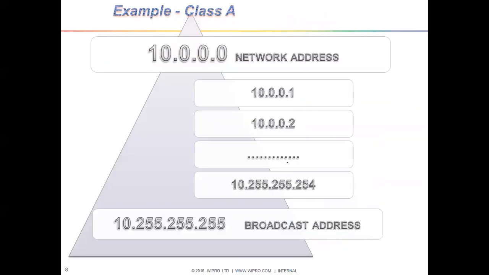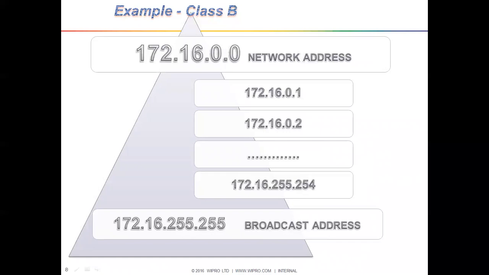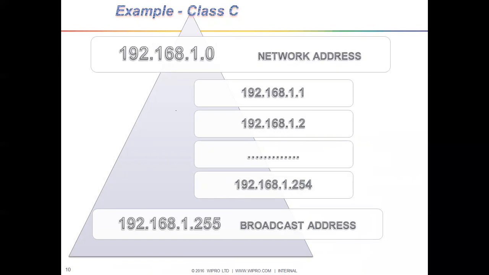Next, an example of class A. Class A IP addresses start from 10.0.0.0, then 10.0.0.1, and till here you can assign the IP addresses, and the last one will be the broadcast address. You cannot use it anywhere, and this first one also you cannot use anywhere. Similarly in class B, 172.16, this is the last IP address. In class C, you remember 192.168.1.0 and this one. So network, broadcast, and host.